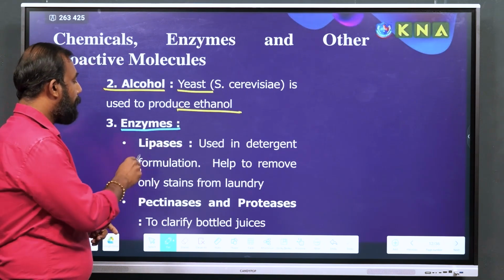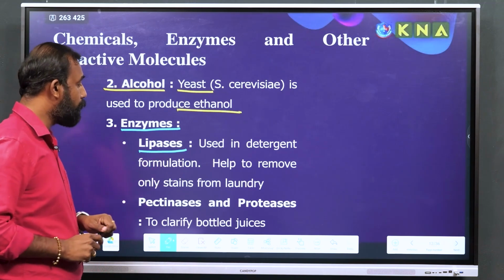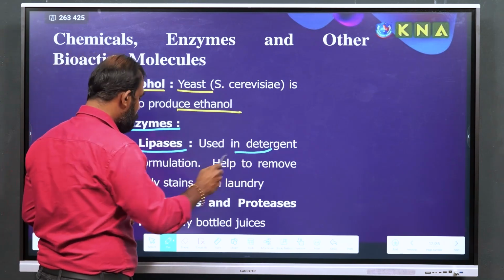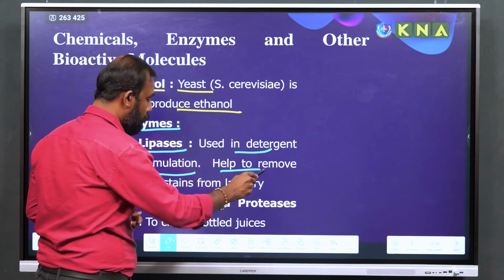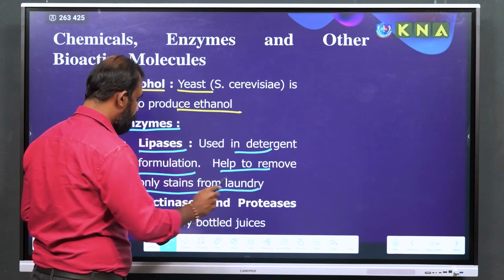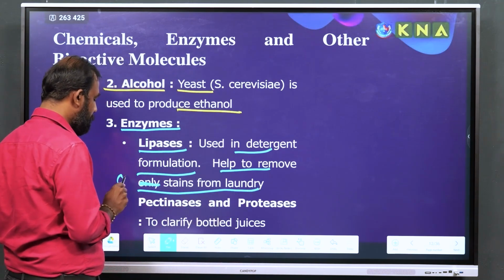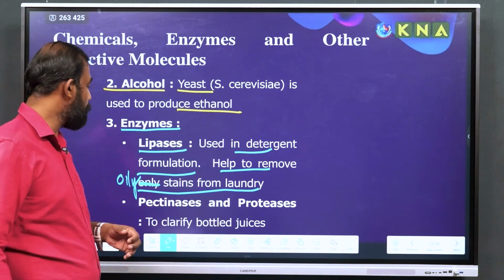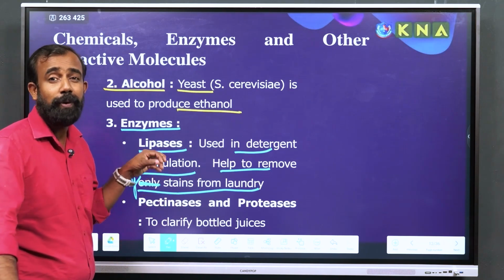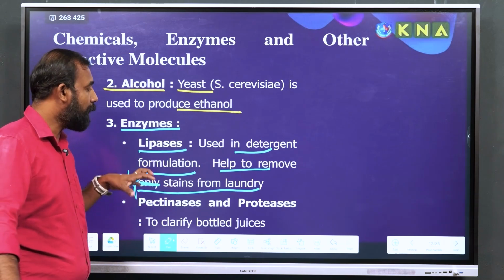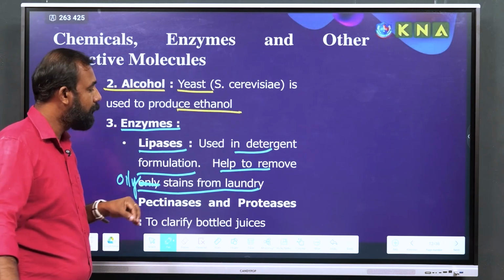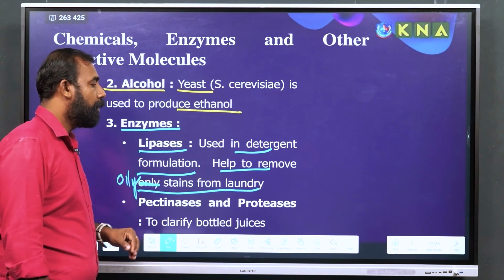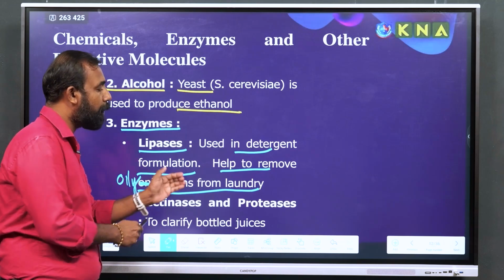Some microbes produce the enzyme lipase, and these lipases are used in detergent formulations. It helps to remove oily stains from the laundry. It's very important. Some fungi produce lipases. The name is not mentioned in your NCERT. These enzymes are used in detergent formulations, which help to remove oily stains from the laundry.